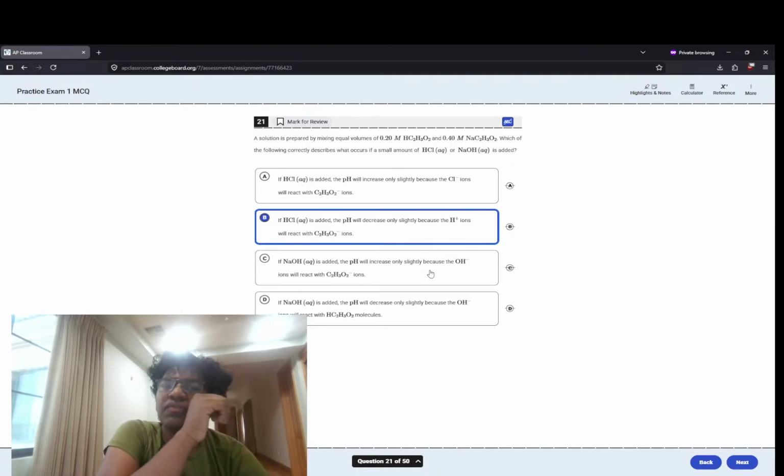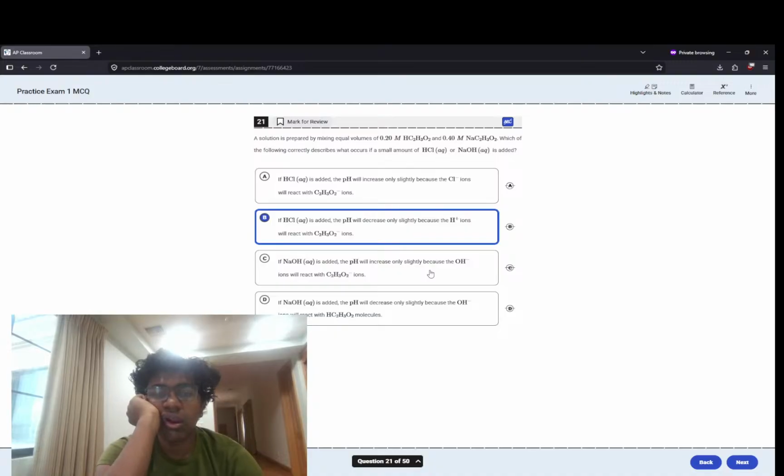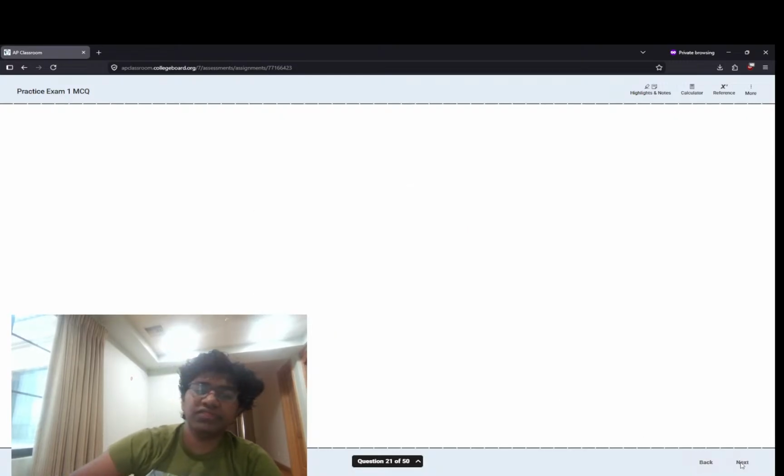Basically, you're just saying there's a buffer solution, and you're like, what happens if I add a thing to a buffer? Okay, let's split this. Feels right.